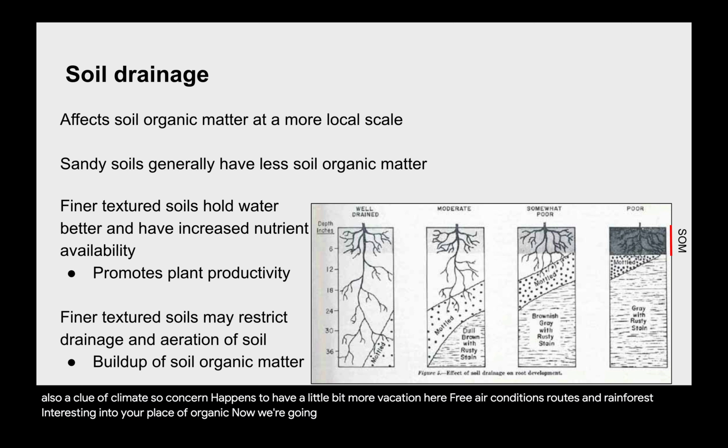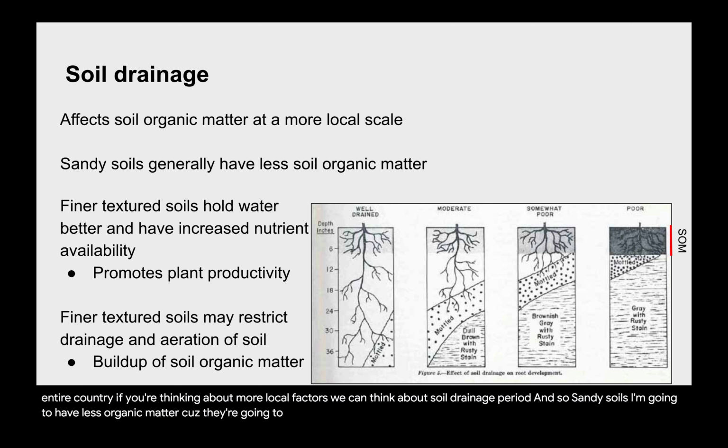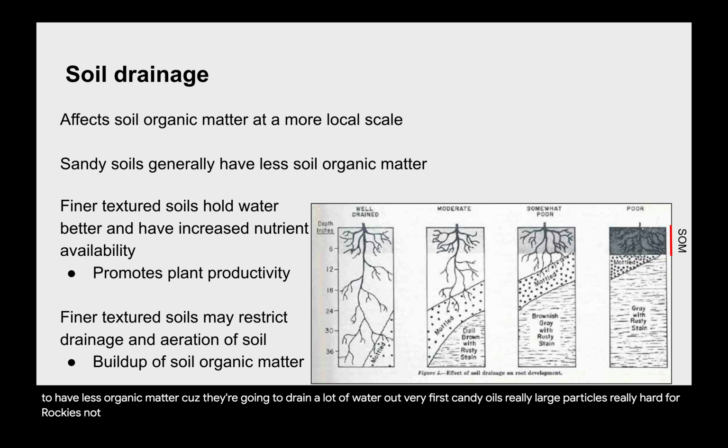Now we're going to think a little bit more locally, rather than an entire state or an entire country. If we think about more local factors, we can think about soil drainage. Sandy soils are going to have less organic matter because they're going to drain a lot of the water out very quickly. Sandy soils have really large particles and really high porosity, which means they're not going to hold on to that water as easily. Whereas finer textured soils, like clay or silt, have lower porosity, so they hold on to the water a little bit more easily, to stay in the soil longer.